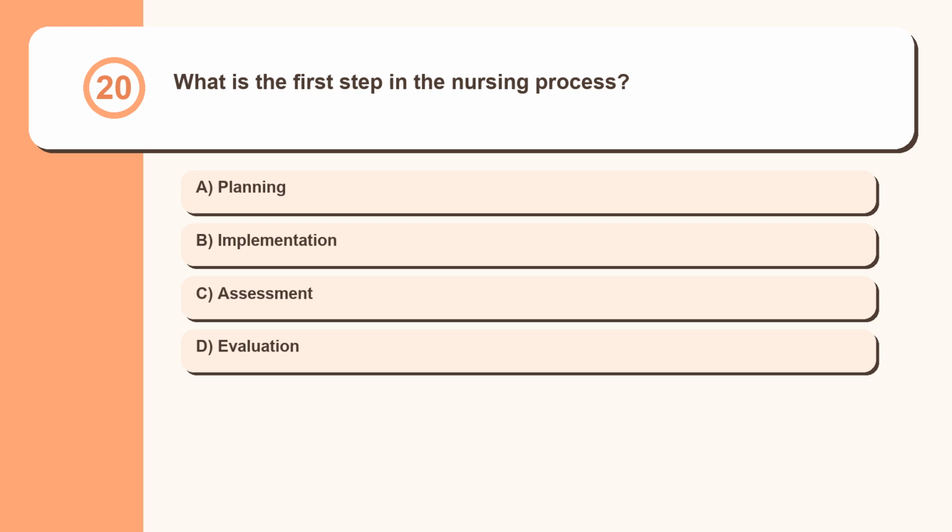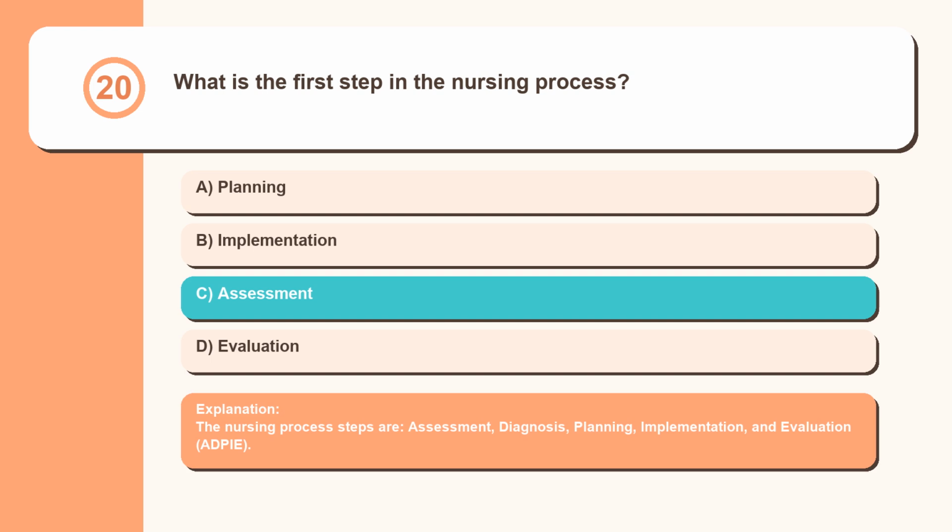Question 20. What is the first step in the nursing process? Planning, implementation, assessment, evaluation. The nursing process steps are assessment, diagnosis, planning, implementation, and evaluation, ADPIE.